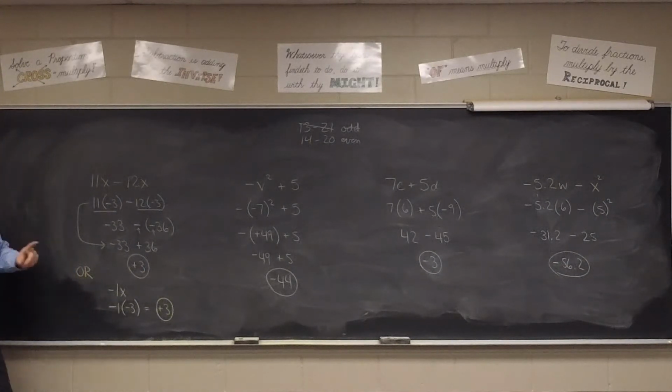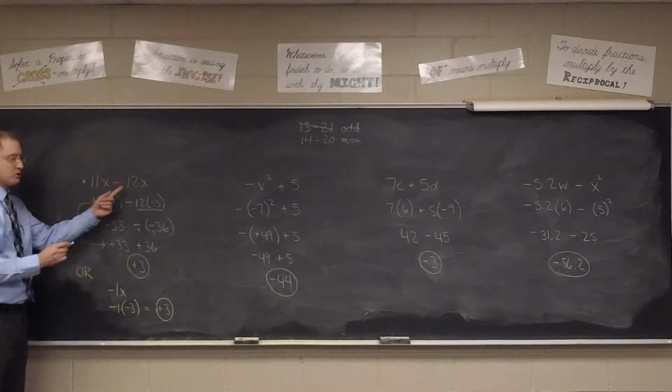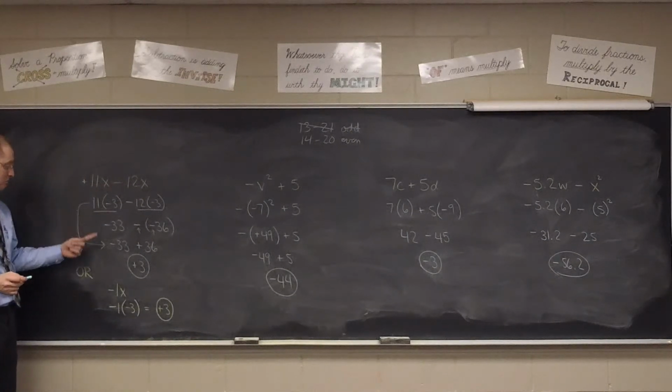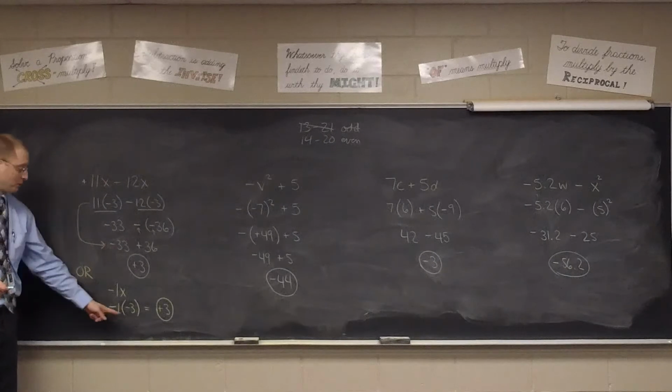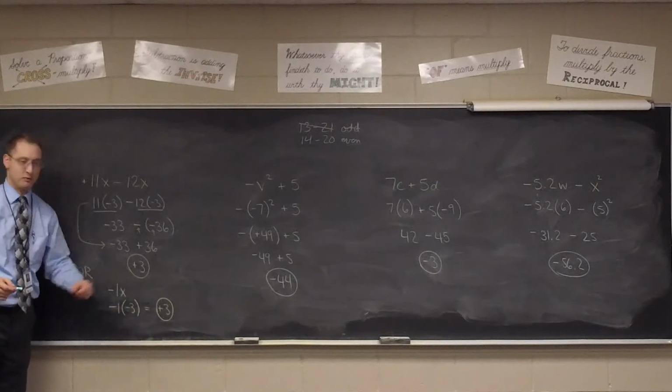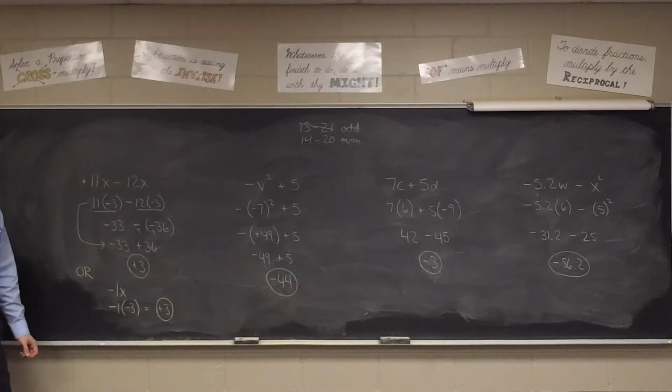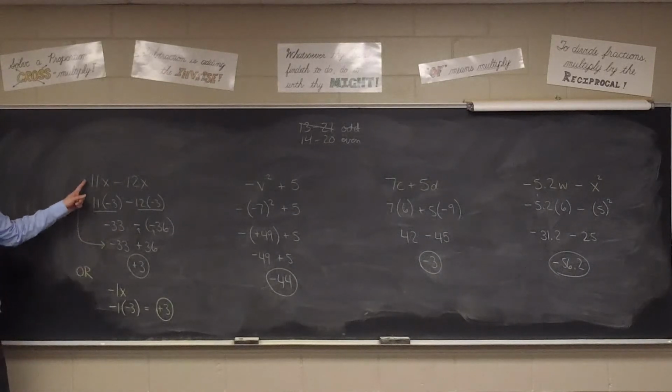But there's a faster way. Do you see that these are like terms? They could be combined to get a -1x. You plug in the -3, negative times negative is +3. And it's even quicker and easier when you combine like terms first.